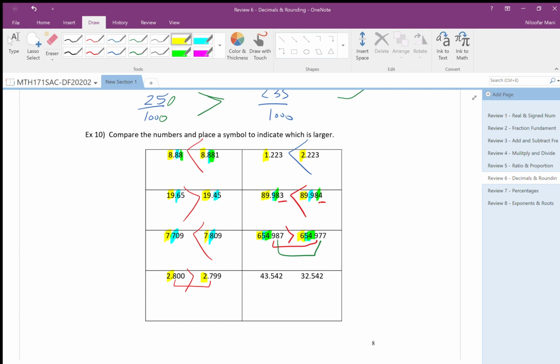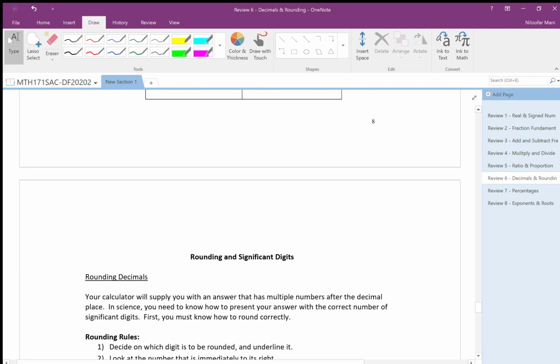So, okay, 43, 32. So I compare the one before the decimal. Okay, yes, I have 2 digits. They are not the same. One of them is 43, one of them is 32, but they both have the same number of digits. So one of them is 43, one of them is 32. So which one is larger? This one. Okay.